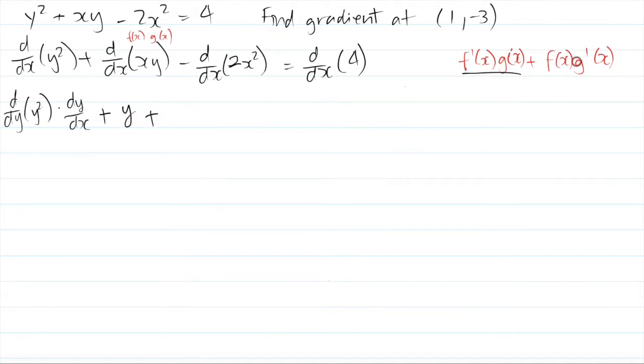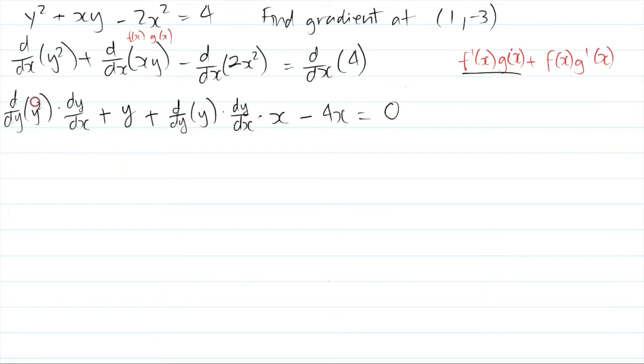Afterwards, I derive g(x), so I need the derivative of the second function. If I want to derive y in terms of x, once again, use implicit differentiation: d/dy of y multiplied by dy/dx. Then don't forget that we have to multiply by f(x), which is the first function, and that's just x. And afterwards, derive normally: minus d/dx of 2x squared, that's just minus 4x, and deriving 4 is just 0.